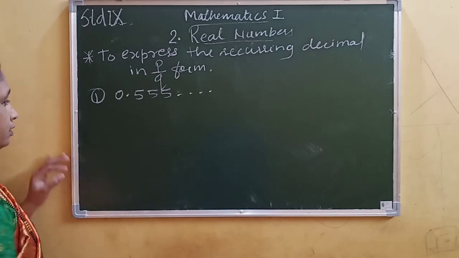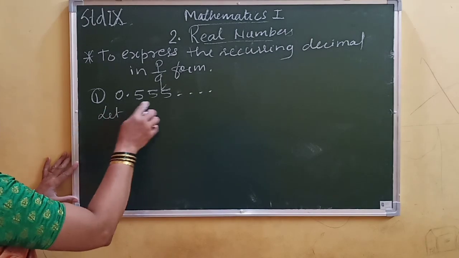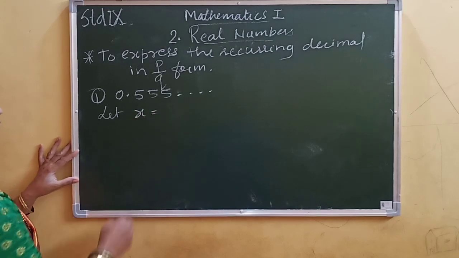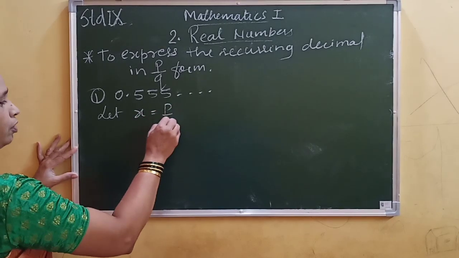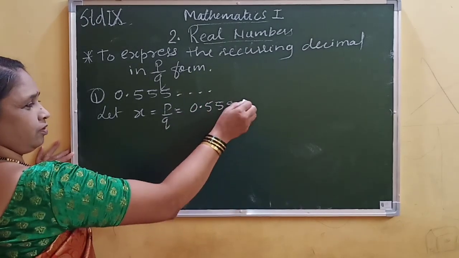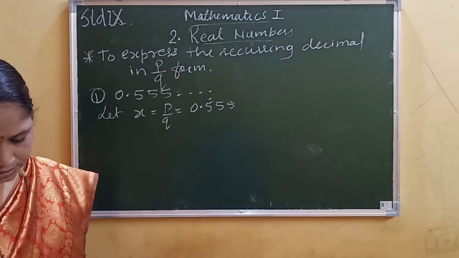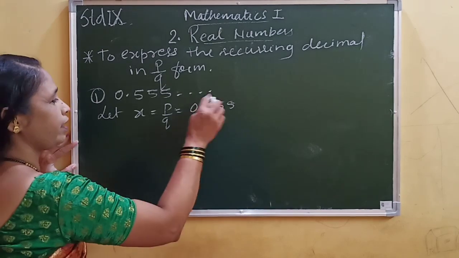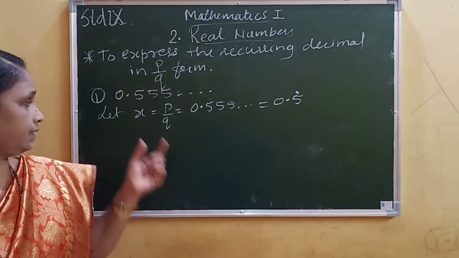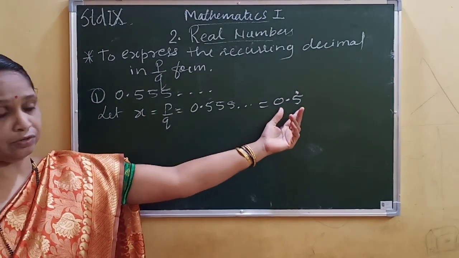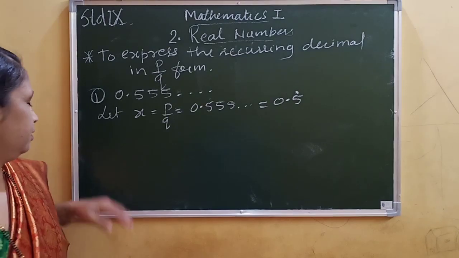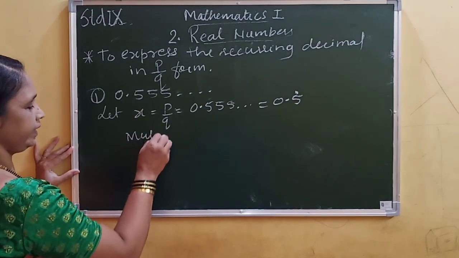So what do we have to do? Let, as given in the textbook, x be P upon Q, equal to 0.555, which is 0.5 recurring. So x is equal to 0.5 recurring. Now here one digit is recurring. So what will we do? We will multiply it by 10.